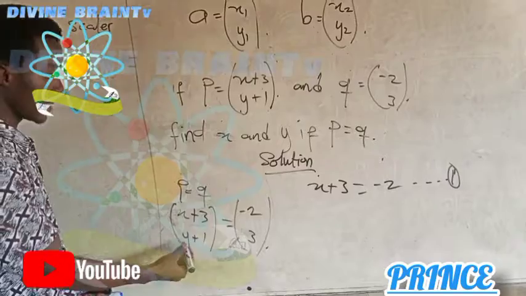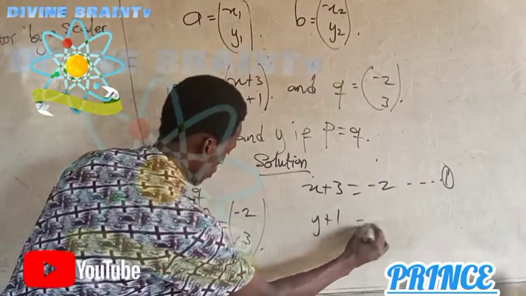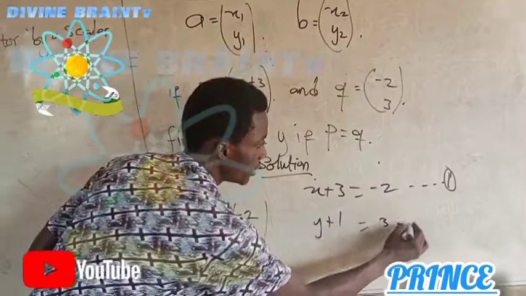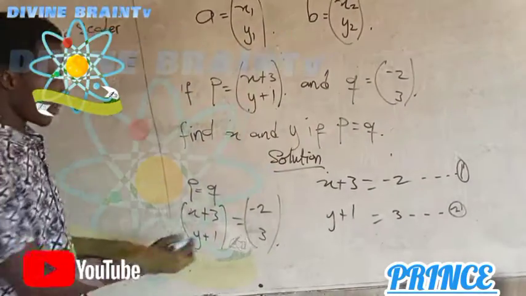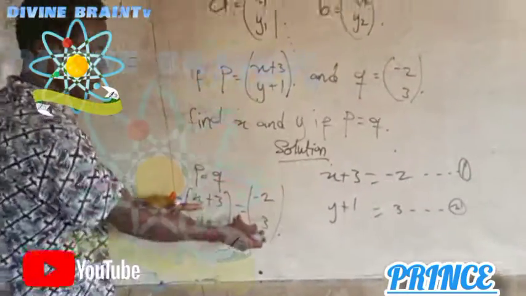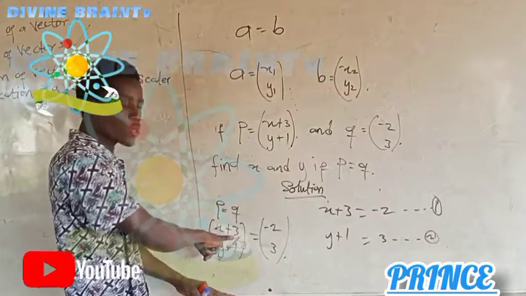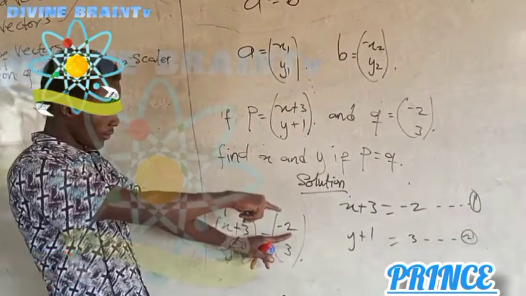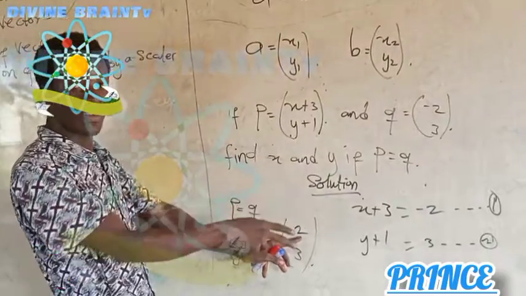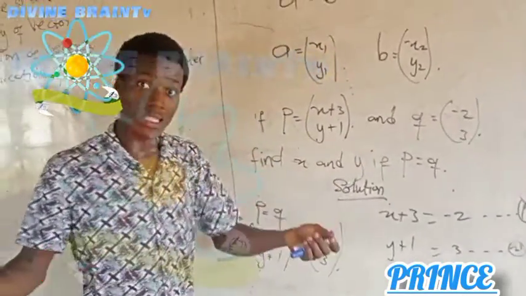Then we come to this side. y plus 1 is equal to 3. Equation 2. Please, don't equate this to the wrong component. Make sure when you pick the x component from the first vector, you equate it to the x component of the other vector. Don't interchange them, otherwise you get it wrong.